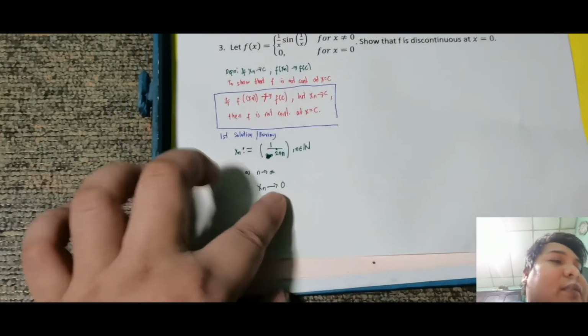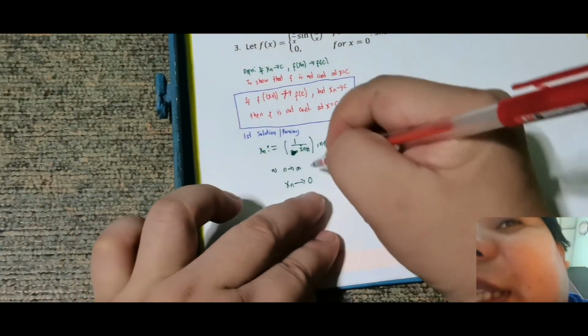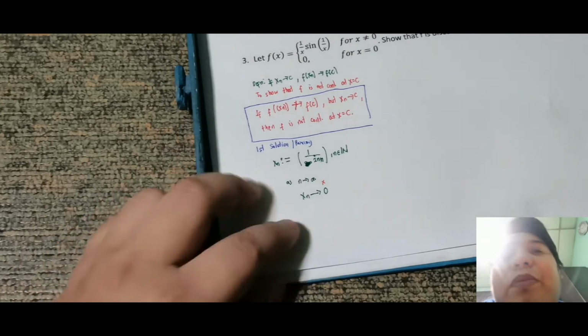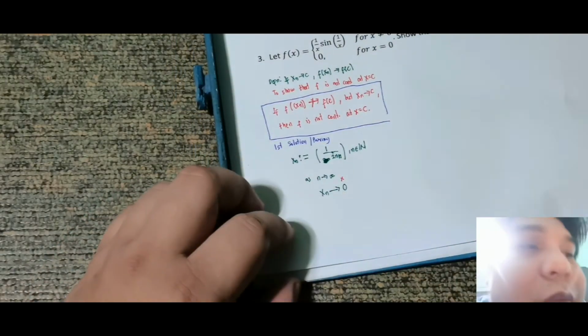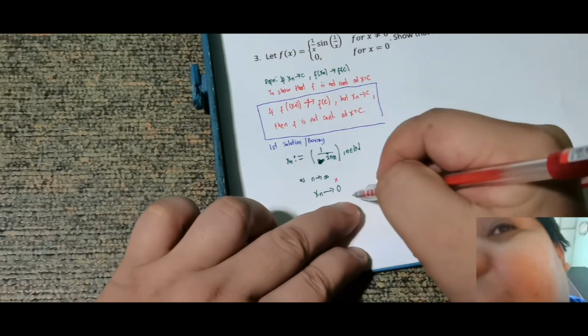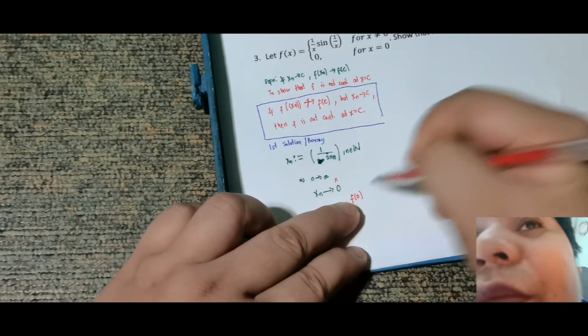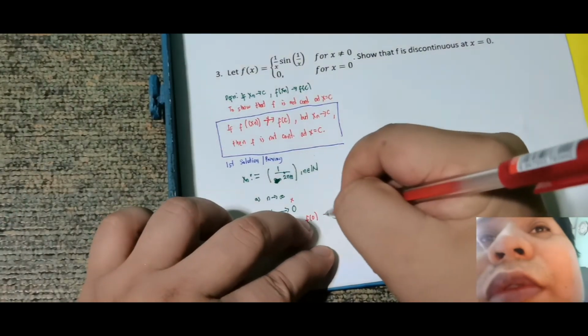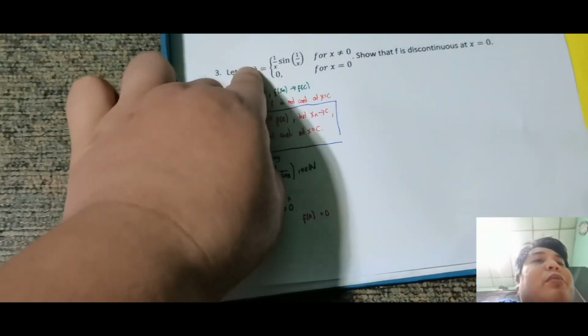Ito yung value ng x, i-name ko lang siya na yung x natin. Ngayon, i-check ko kung ano yung f of 0. Ano ba yung f of 0 by the way? Sir, f of 0 based sa function is 0. So f of 0 is 0.